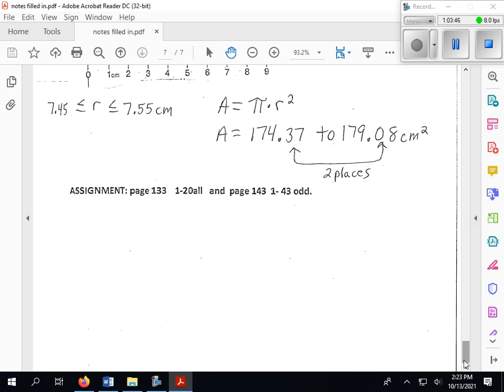Right. On this assignment, page 133 you should already have, right? Yes. So that should already be done. Add this to it, page 143. I was hoping we have some time, but we don't really have a whole lot. Page 143, 1 through 43, the odd numbers. Just the odd numbers. Which numbers are the odd numbers? 1, 3, 5, 7, 9. I think you can remember that.